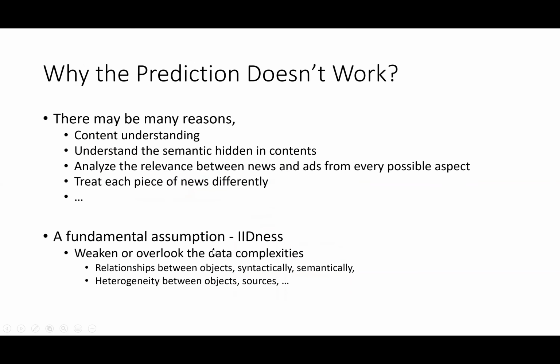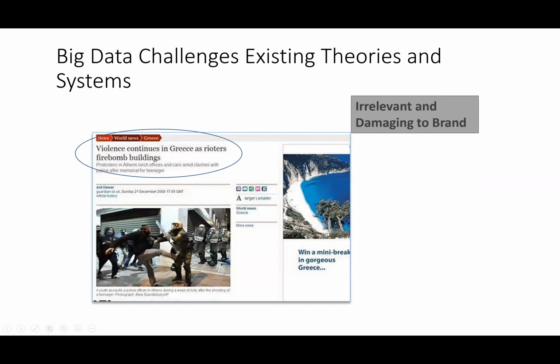So I think you can think about many reasons. Think about how we have to look at the image, do the image analysis, and the news article NLP analysis, and also the ad, and look at their interaction, their relationship, and their heterogeneity, and altogether probably do a much better recommendation.